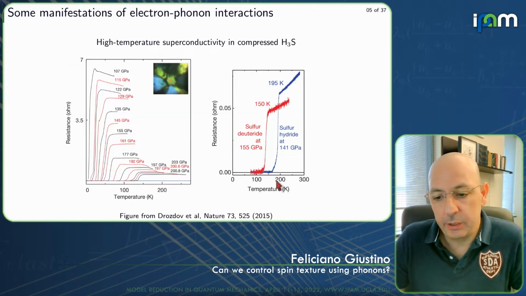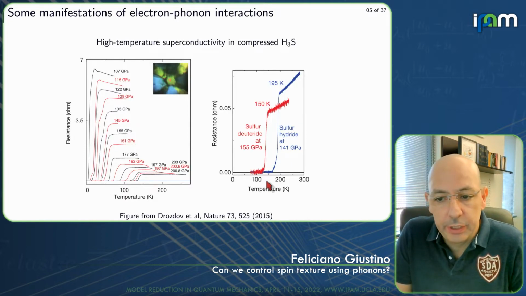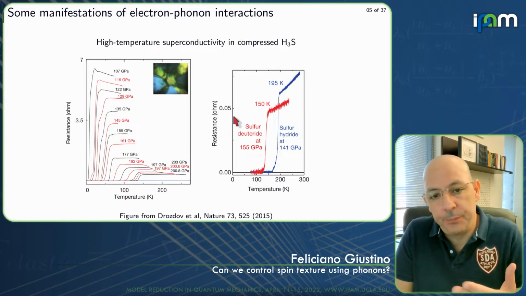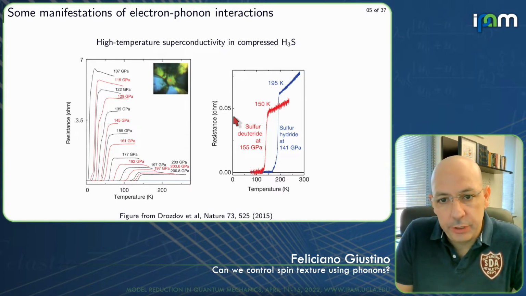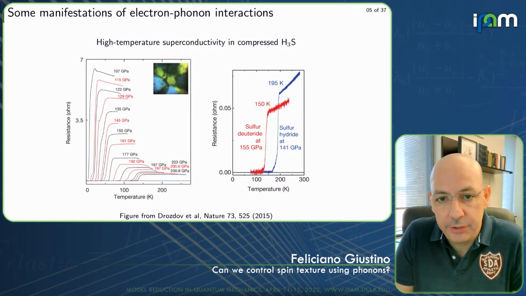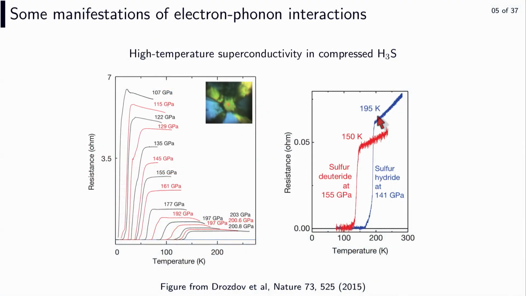And then maybe as one last example, this is probably the most spectacular manifestation of electron-phonon physics, and it is the phenomenon of superconductivity. So in a superconductor, as you decrease the temperature, it could happen that at some point the electrical resistance goes to exactly zero, and that's essentially the onset of superconductivity and the establishment of a superconducting phase. In this example, it's compressed hydrogen sulfide. They cool the sample down to 195 Kelvin. At this point, you see there is a drop in resistance, and then it stays zero below this temperature.